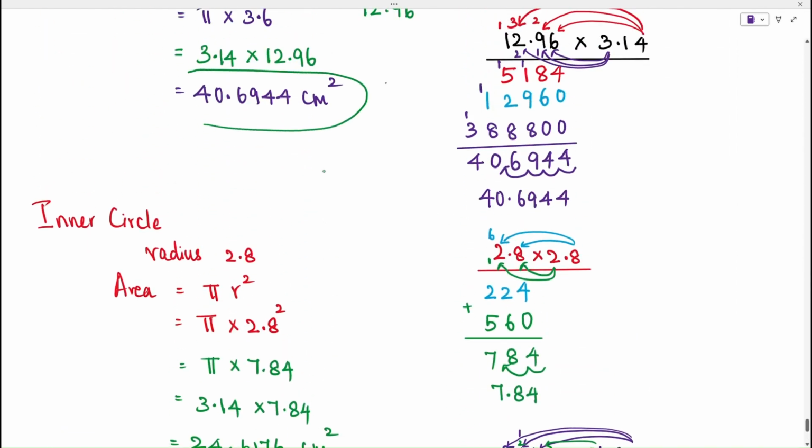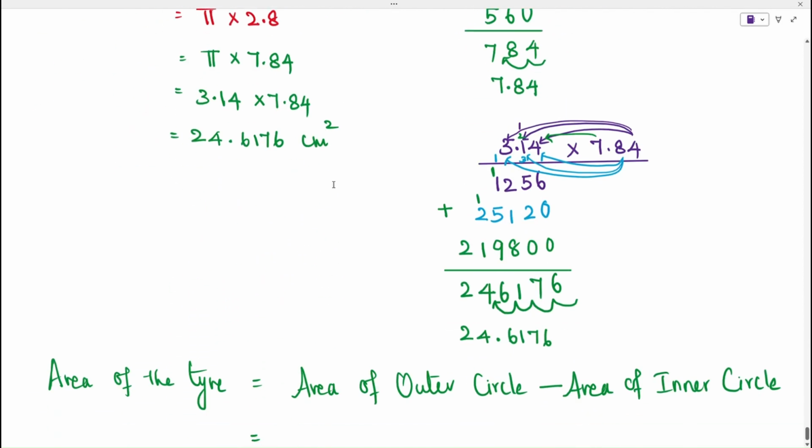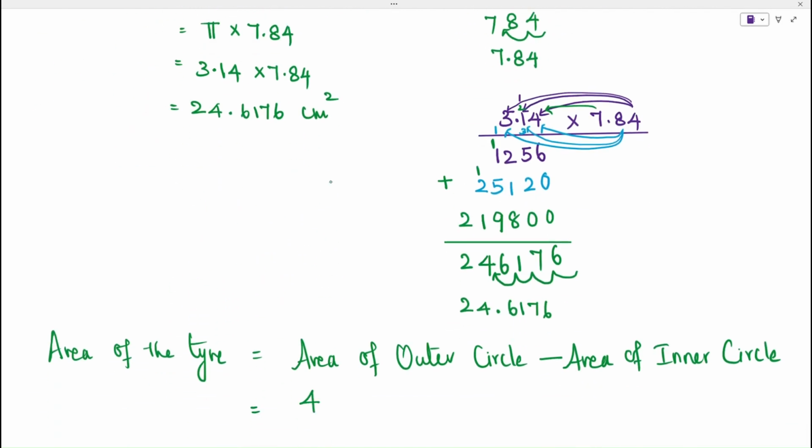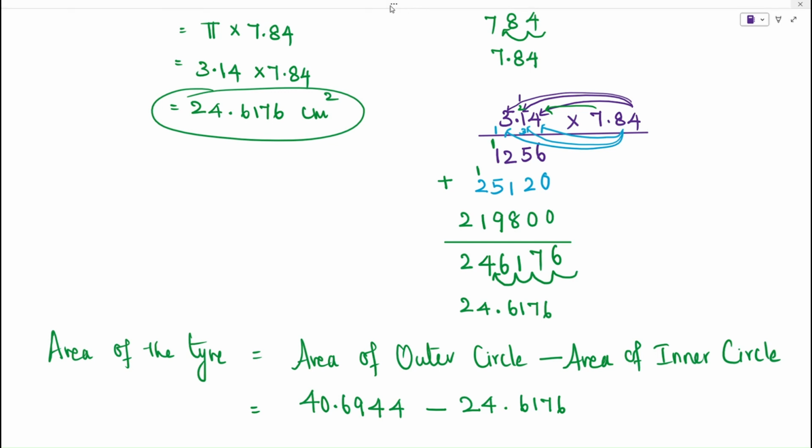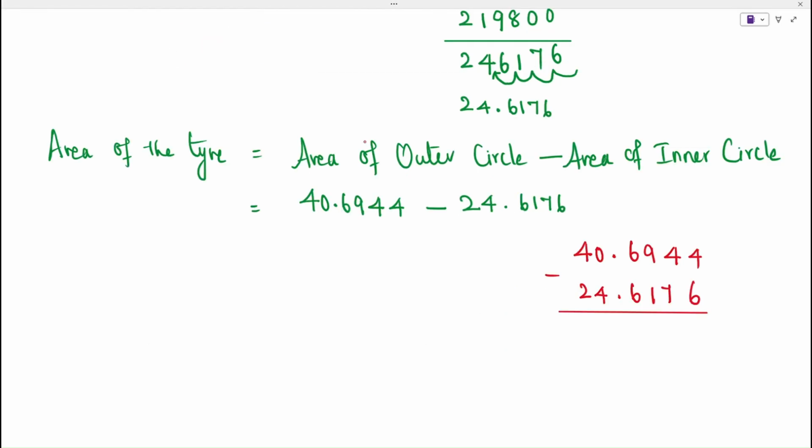So the area of our outer circle, 40.6944, minus the area of our inner circle, which is 24.6176. So we're going to start off with 4 minus 6. We can't do that, so we're going to carry 1 over from our 4 before. That becomes 3. We're going to have 14 minus 6, which is 8.